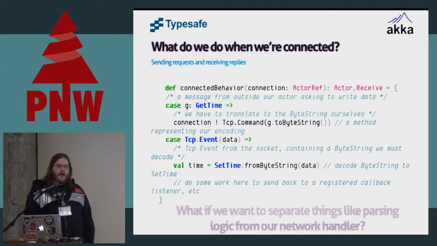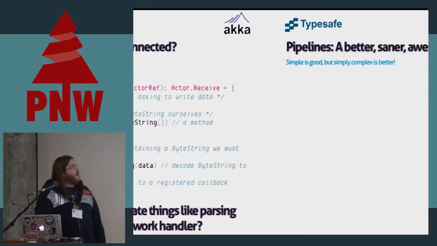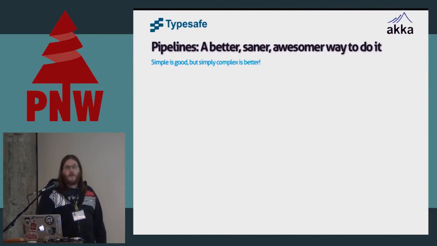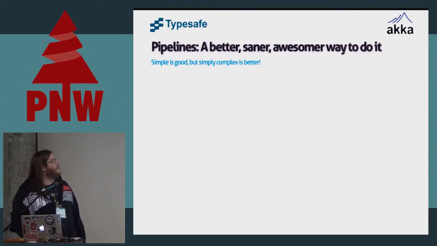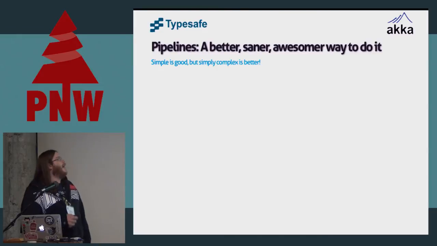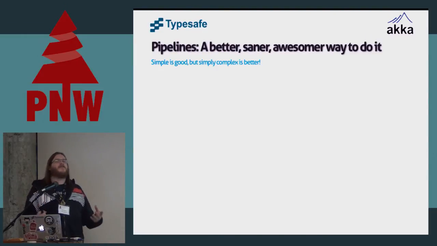If we want to separate things like parsing logic from our network handler, there are some options for doing this in Akka IO. And this is pipelines, which are a better, saner, and awesomer way to do it, although Kino kept telling me awesomer is not a valid word. I disagree. Simple is good, but simply complex is better. Think about that. You have complexity, but you've made it simple, you've abstracted over it.